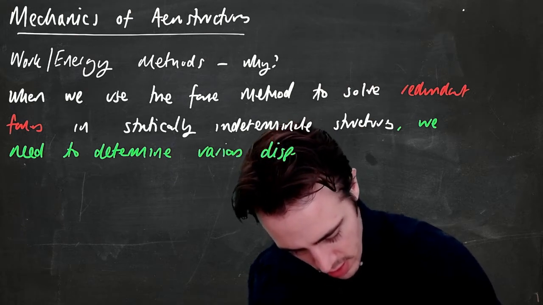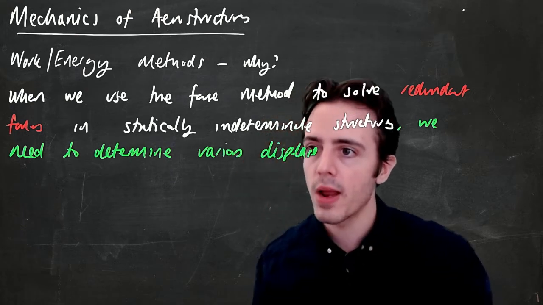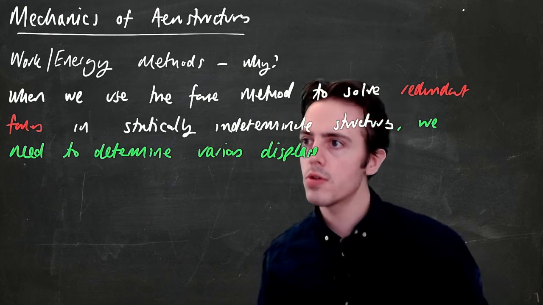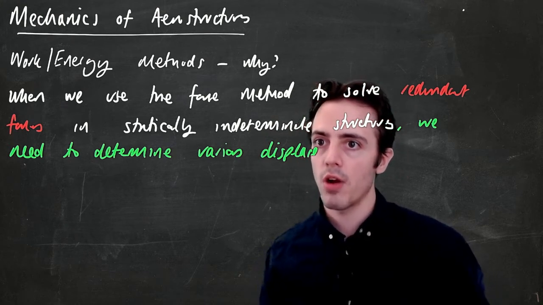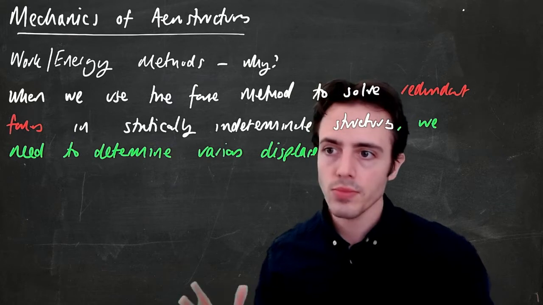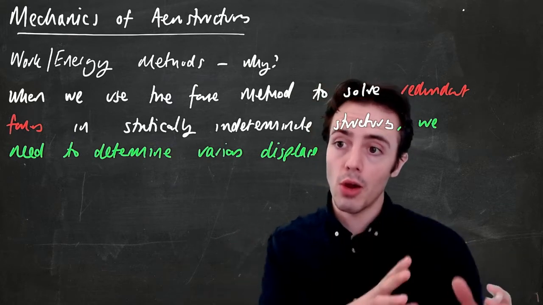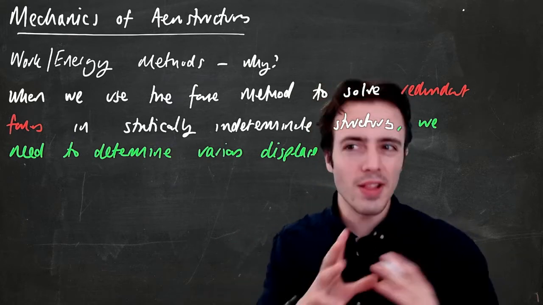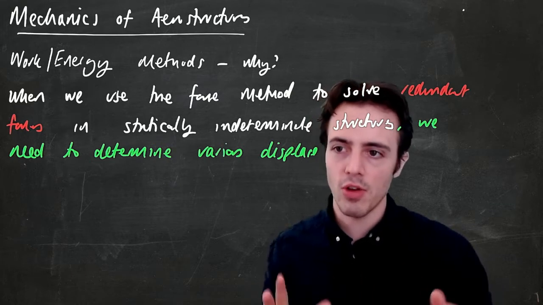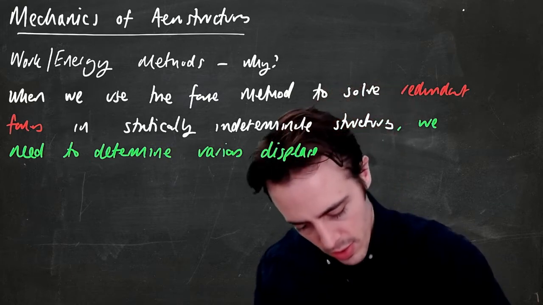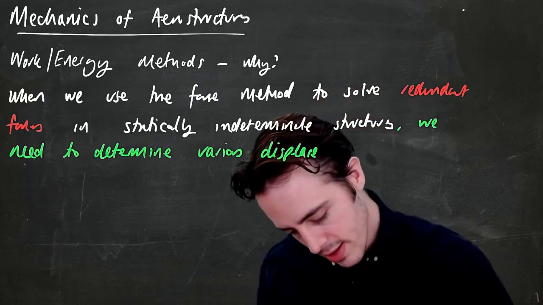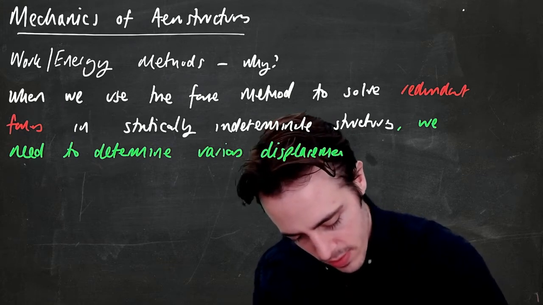And I say various just to mean that we take displacements not just of the structure under load, but also we look at the displacement of the structure under, for example, no loading and then unit loads. And later we're going to start looking at the displacement of the structure under virtual loads. So we'll just say need to determine various displacements.